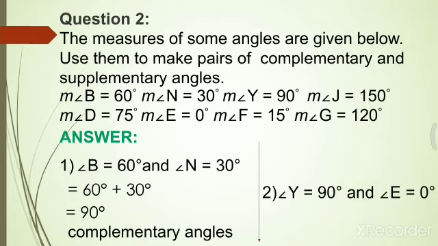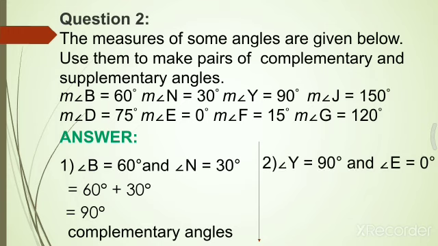Now the next pair we will take, that is angle Y and angle E. So what do we have to do? We have to add the measures of the two angles, that is 90 plus 0. So what will you get? If you add 90 with 0, you will get 90. Clear? So again, angle Y and angle E make which pair?